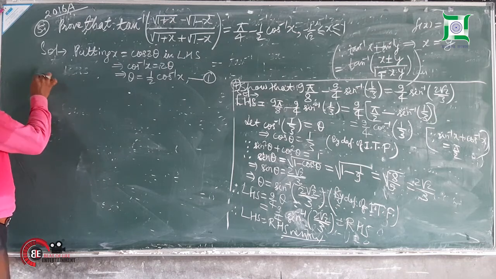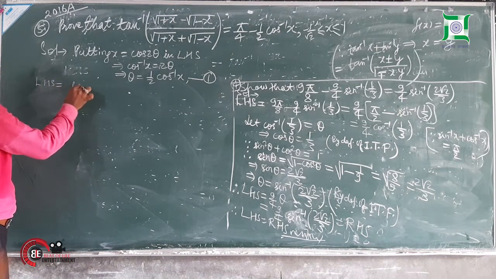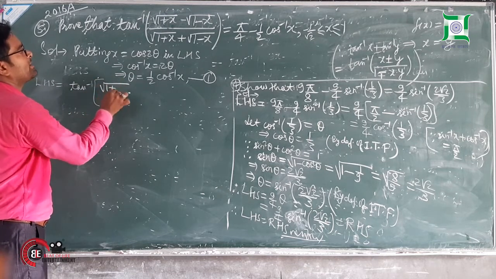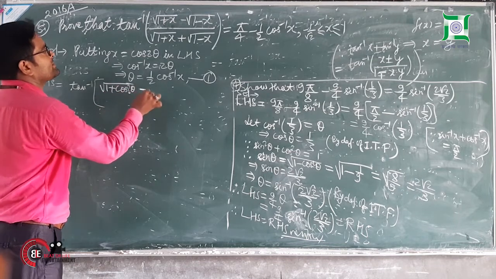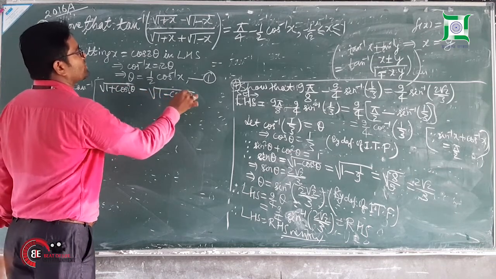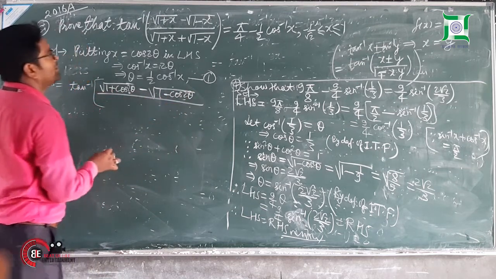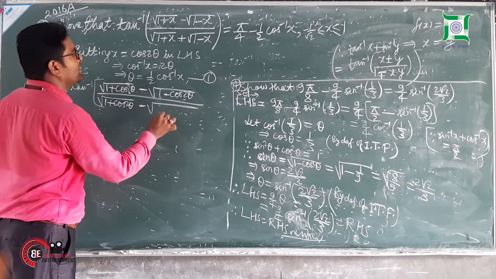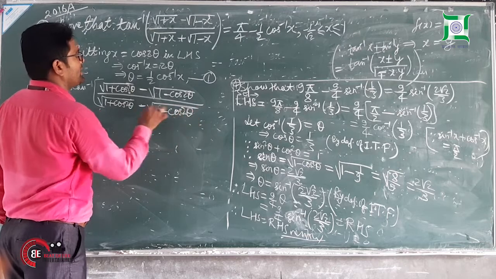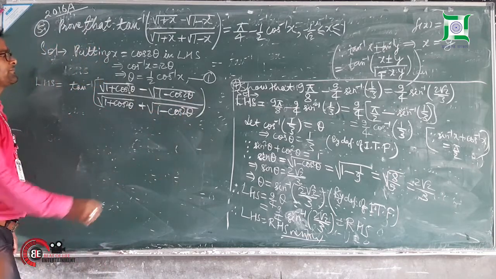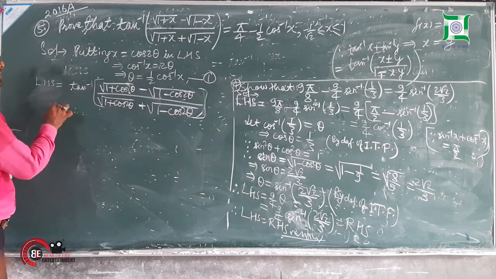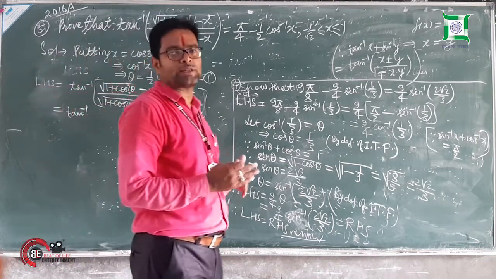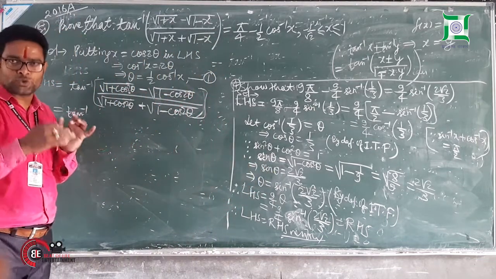Now see, the LHS becomes tan inverse of, in place of root under 1 plus x, can I write root under 1 plus cos 2 theta, minus root under 1 minus cos 2 theta, by root under 1 plus cos 2 theta, plus root under 1 minus cos 2 theta. Here it is plus. Now see, it will be tan inverse. Now 1 plus cos 2 theta is 2 cos square theta, and 1 minus cos 2 theta is 2 sin square theta.